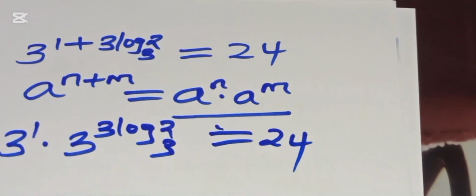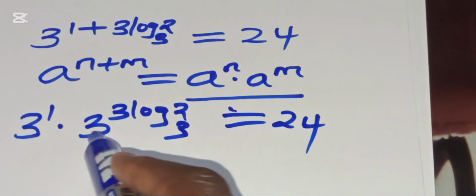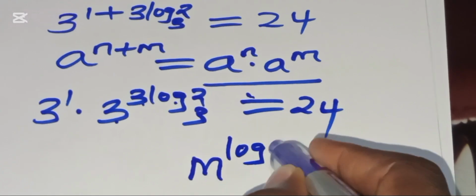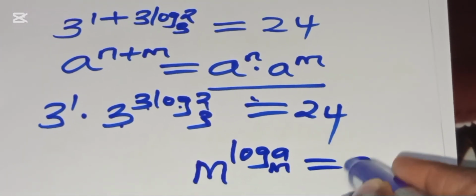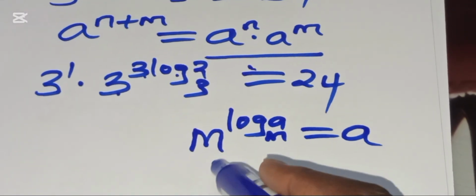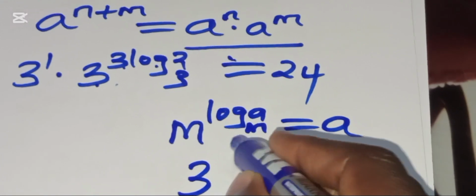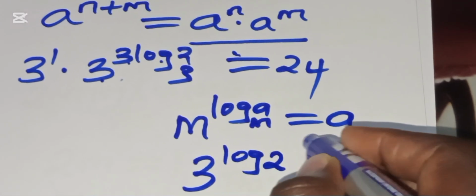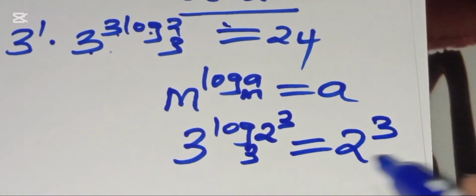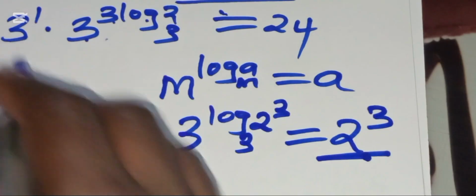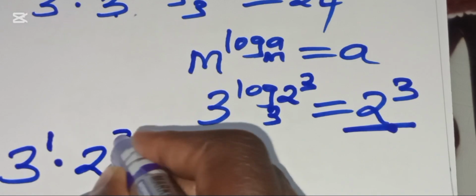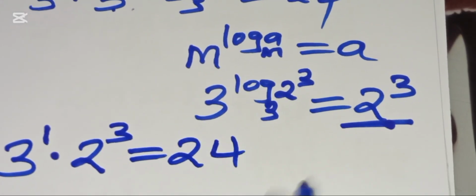Now from what we have again here, 3 raised to the power 3 log 2 to base 3 is in the form of m raised to the power log a to base m, which is basically a. So let's apply this property so that you're going to have 3 raised to the power, the same thing as log 2 raised to the power 3 to base 3. This is equal to 2 raised to the power 3. So let's substitute this 2 raised to the power 3 back into the equation so that we're going to have 3 raised to the power 1 multiplied by 2 raised to the power 3. This is supposed to give us a value of 24.